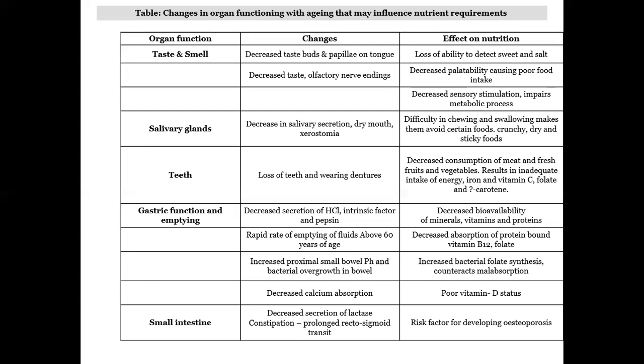Then there is a rapid rate of emptying of fluids above 60 years of age. Whenever they take in fluids, they might have to urinate frequently, and there is less absorption of protein-bound vitamin B12, folic acid, etc., because everything is being lost. So there is bacterial overgrowth and changes in small bowel pH. There is increased bacterial folate synthesis, and it can counteract the malabsorption. There is a lot of malabsorption taking place. Then decreased calcium absorption: because of this, vitamin D and calcium status will decrease.